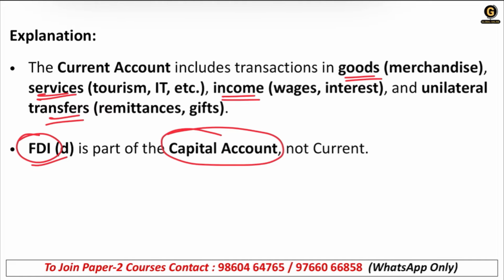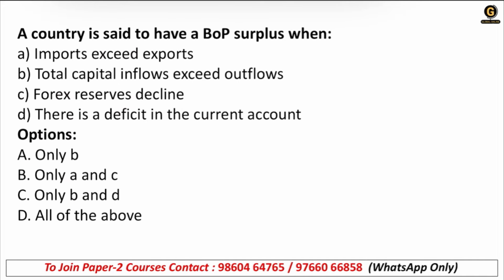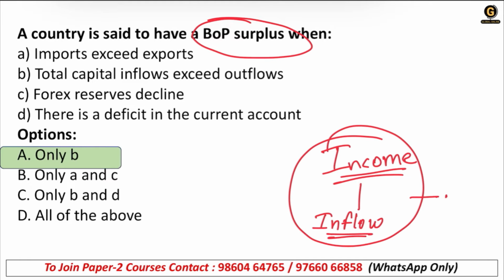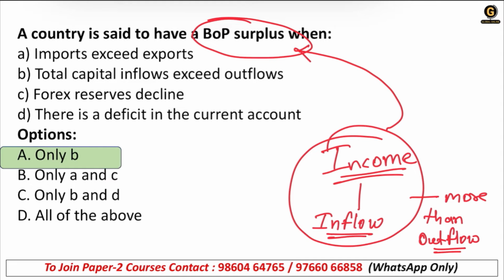What will go in the capital account? FDI, right? Next, a country is said to have a BOP surplus when imports exceed exports, total capital inflows exceed outflows, forex reserves decline, or there is a deficit in the current account. So when total capital inflows exceed outflows, then we will call it a BOP surplus. Understand? When income, that means your inflow, is more than outflow, then we'll call it a BOP surplus.